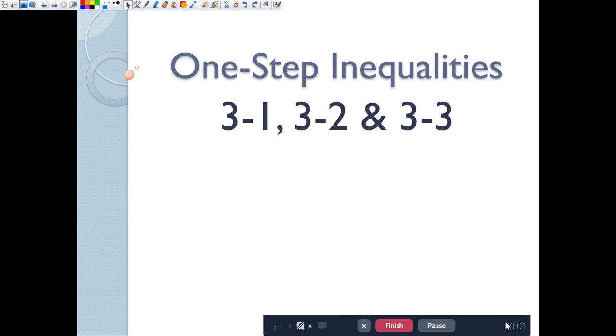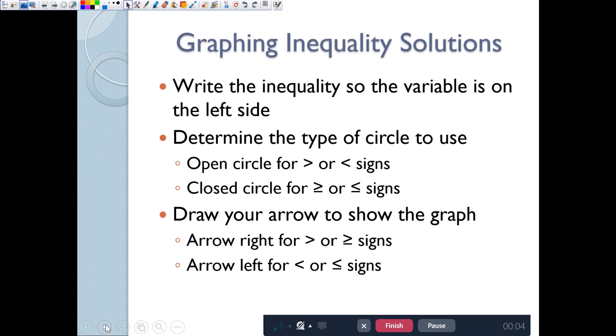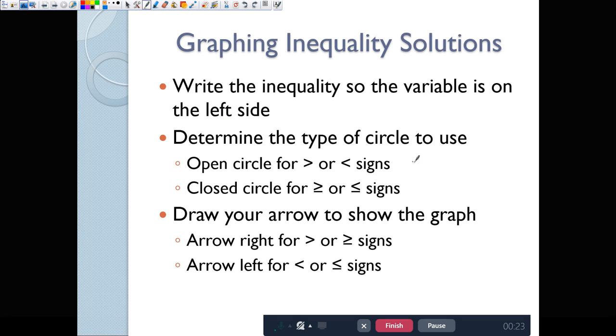So, one-step inequalities. Graphing inequality solutions: you're going to write the inequality so that the variable is on the left side, okay? We determine the type of circle to use. If it is greater than or less than, it's going to be an open circle like this, okay? If it is greater than or equal to or less than or equal to, so it has the equal to sign, it's going to be a closed circle because it includes that value, like just a dot that's closed, okay?